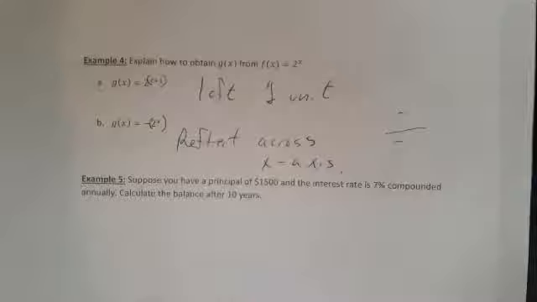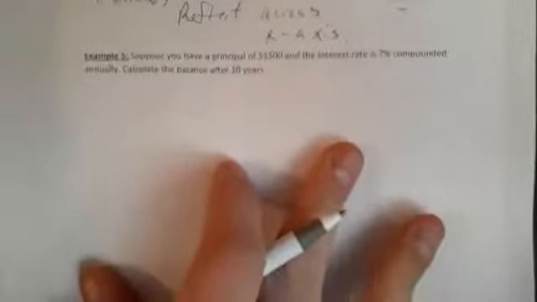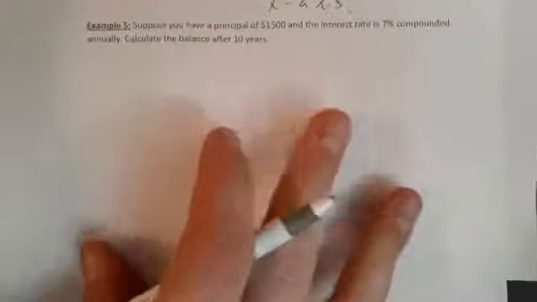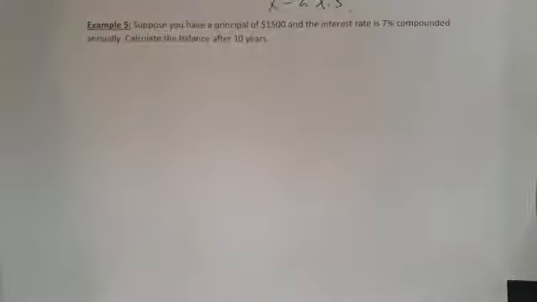Okay, now we get into compounding. Suppose you have a principal of 1,500 and the interest rate is 7% compounded annually. Calculate the balance after 10 years.